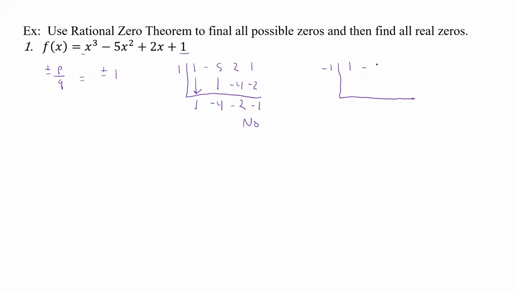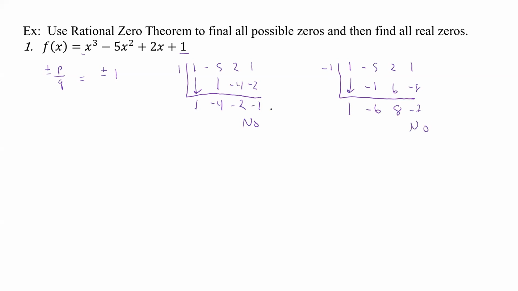So 1, minus 5, 2, 1. Again, bring that down. That's a 1. And so 1 times that is going to be a negative 1. Add those, that's negative 6. Multiply that, that's positive 6. That's 8, that's going to be a negative 8. And that's going to give us a negative 7. So that's a no as well.